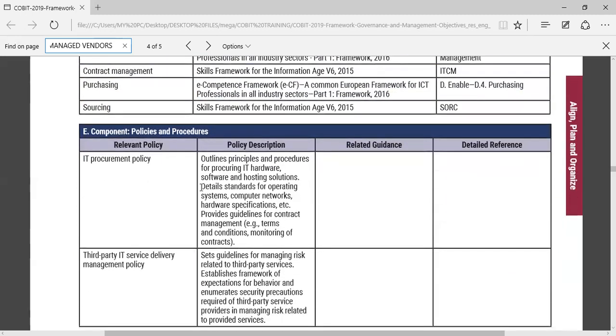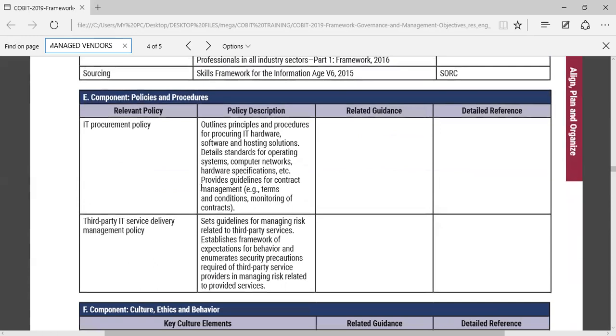The fifth component, all right, for managing contracts and managing vendors is policies and procedures. So we need to have an IT procurement policy in place. We need to have a third-party IT service delivery management policy in place. So it's not compulsory that it has to be specifically as it is named there, but at least you need to have policy documents that will meet all these policy descriptions, align principles and procedures for procuring IT hardware, software, and host solutions.